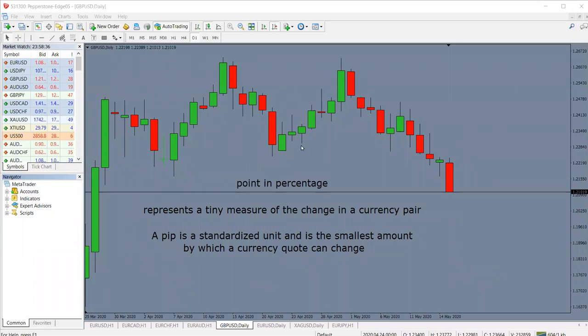Hi everyone, today we'll talk about pips. So what exactly is a pip and how is it used in Forex?